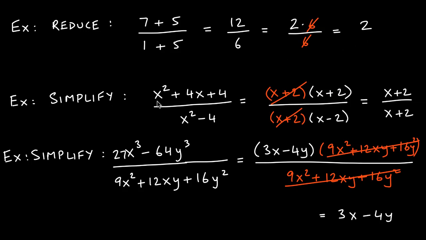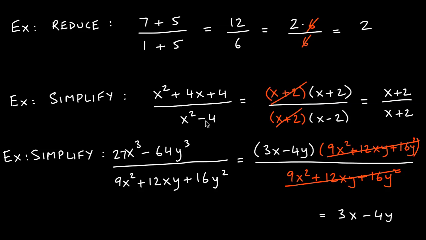A couple more examples. Let's say you have x squared plus 4x plus 4 all over x squared minus 4. Hopefully at this stage, you're starting to get better with recognizing when to use the formulas and when not to. So we can see that this doesn't have a GCF. It's three terms, and it is a perfect square. In fact, it's the perfect square of x plus 2. So the numerator factors to x plus 2 times x plus 2.